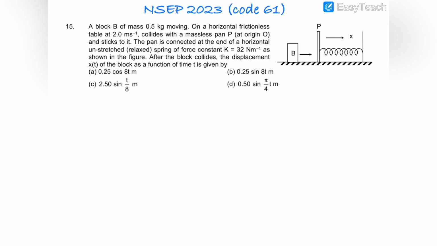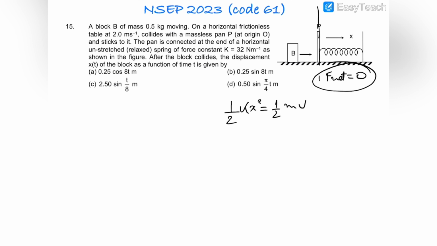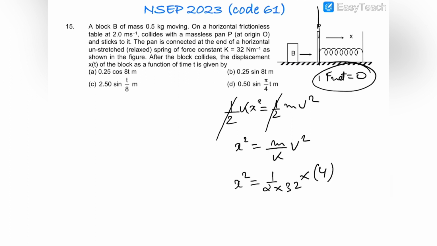So we know that at this position the net force acting on the block is 0, which means that this is the equilibrium position, and hence we can say that the maximum amplitude would be the maximum displacement of the spring. So half k x square will be equal to half m v square, cancelling this, x square will be equal to m by k v square, and x square will be m is 1 by 2, k is 32 and v is 2, so it would be 4. So x is equal to 1 by 4.